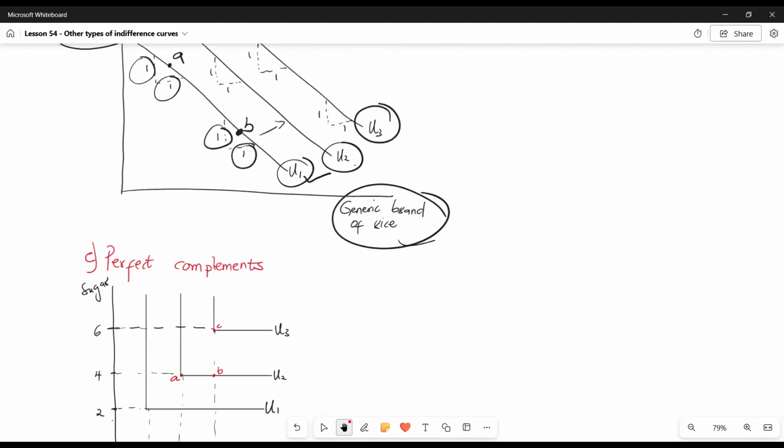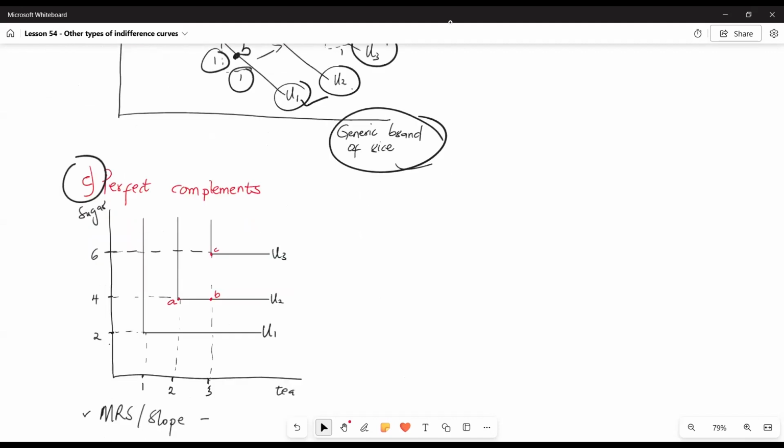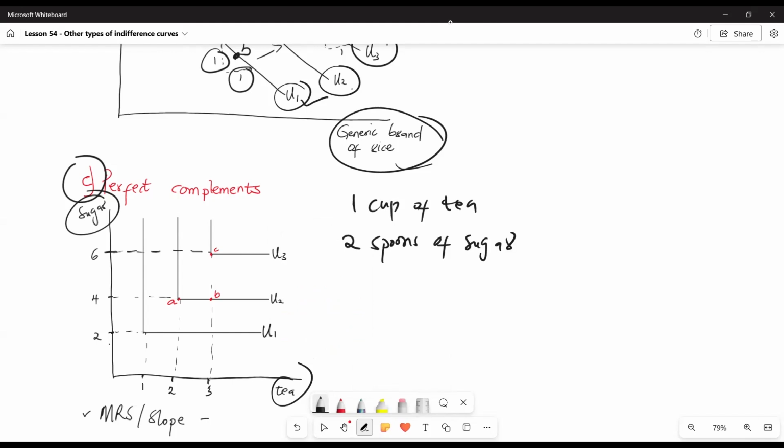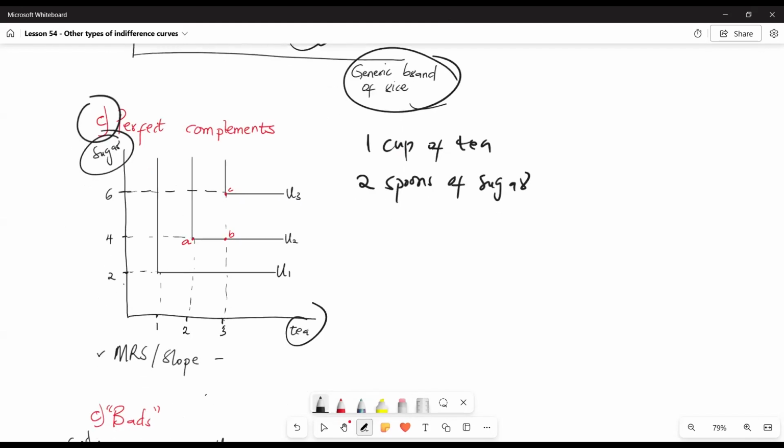Now let's move on to perfect complement. So another extreme case is perfect complement, which represents goods that are consumed in fixed proportions. So let's consider a consumer who consumes tea and sugar. If this consumer consumes tea and sugar at a fixed ratio of 1 cup of tea to 2 spoons of sugar. So suppose this consumer is currently consuming a bundle per day, which consists of 2 cups of tea and then 4 teaspoons of sugar.